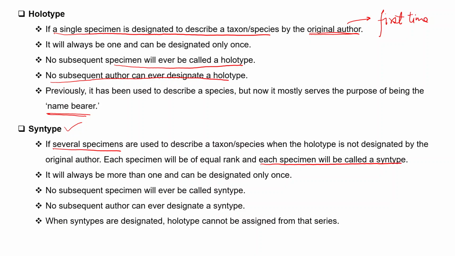Always remember that a syntype can never be a single specimen. It has to be more than one. And again, syntypes can be designated only once, at the time of the original description. So you may define syntypes when you are not getting one good specimen which you can call a holotype. Syntypes will always have to be more than one and can be designated only once.